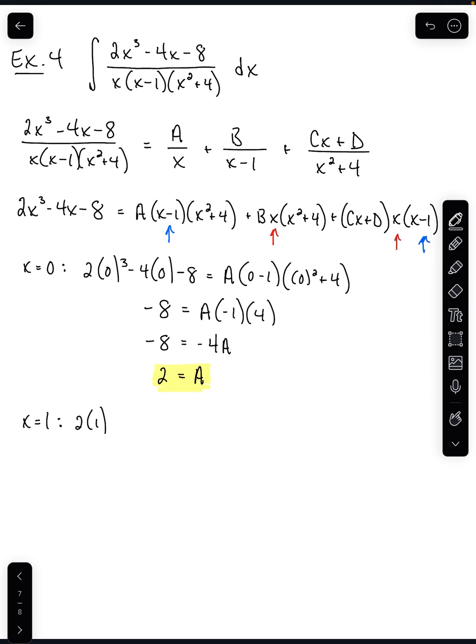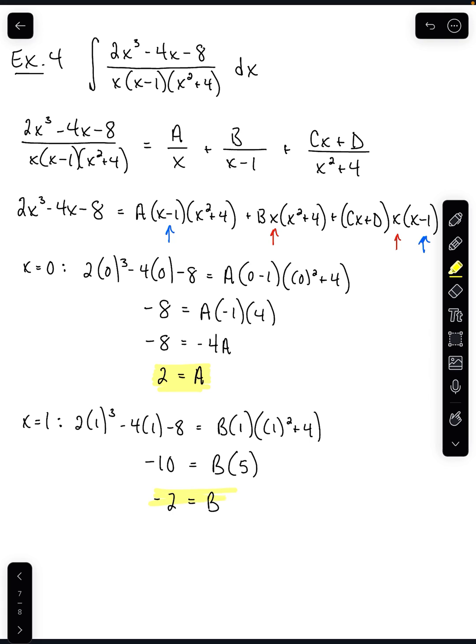On the left side, we will have 2 times 1 cubed minus 4 times 1 minus 8. And on the right side, with the first and third terms dropping out, we will have simply b times 1 times 1 squared plus 4. Simplifying the left side will give us -10. And on the right side, we will have 5 times b. Dividing both sides by 5 will give us -2 equals b. And we have our second coefficient, our second part of the numerator.